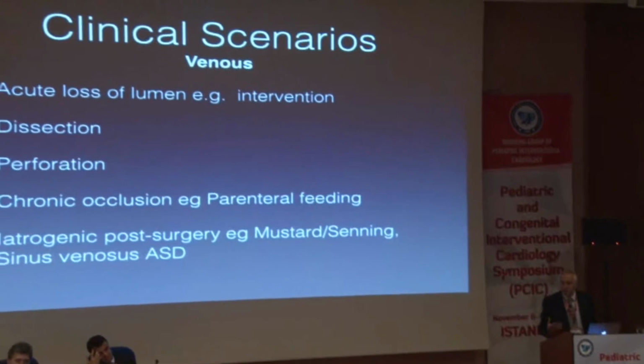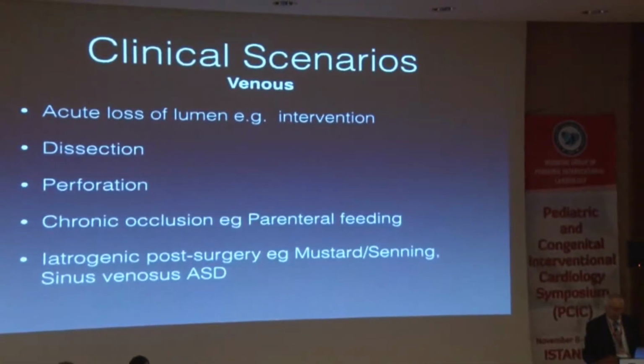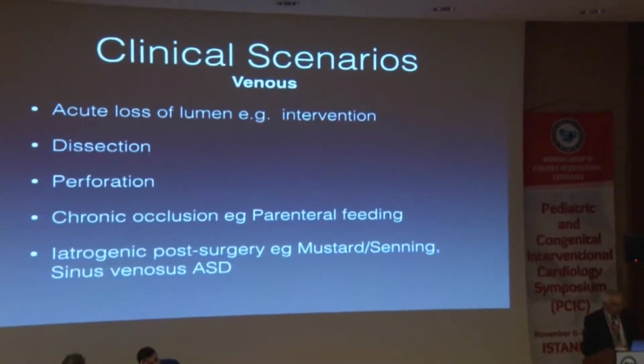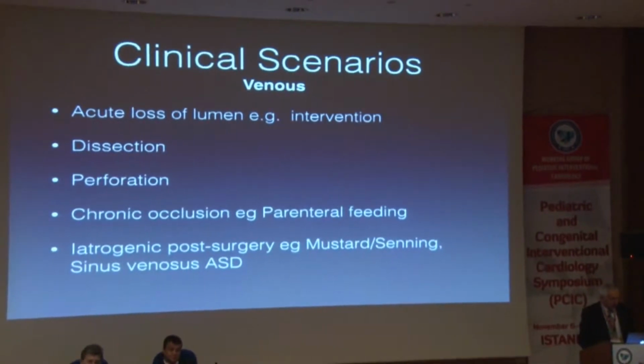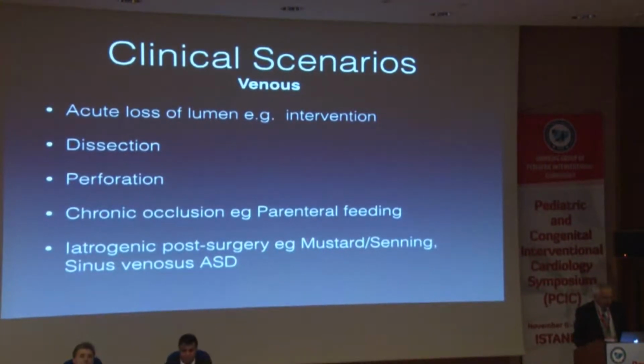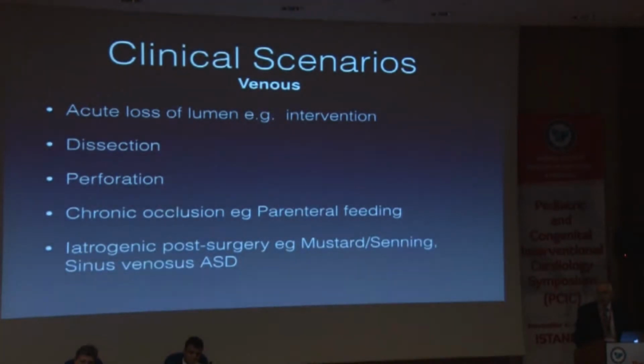We can get dissection, which again can lead to occlusion or stenosis. We can get perforation of the vessels, and we can also have to deal with sometimes chronic occlusion. These are usually patients who've had long lines for a long time, patients waiting for small bowel transplant, patients waiting for liver transplant. And sometimes these are iatrogenic, in other words, after surgery, say for a sinus venosus ASD or for a Mustard baffle procedure.